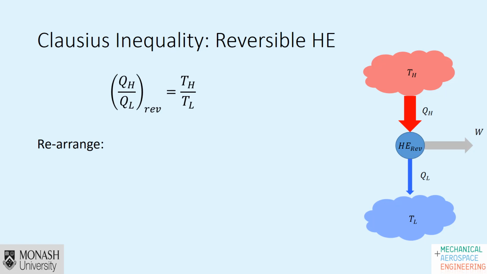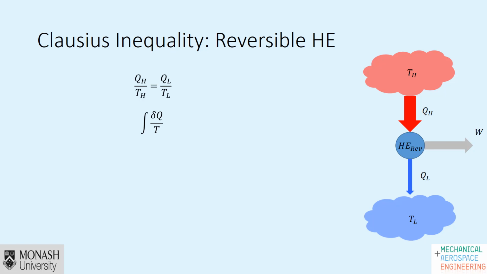So let's rearrange this expression now, and instead say that for a reversible heat engine, the amount of heat transferred in divided by the temperature of the reservoir equals the amount of heat transferred out divided by the temperature of that reservoir. And we're going to be able to do something useful with the equation in this form. So here we have this idea of the heat transfer divided by the temperature at which that heat transfer is taking place. And we can express either heat input at the high temperature or the heat output at the low temperature as the integral of the inexact differential of the heat transfer divided by the temperature at which that heat transfer is taking place.